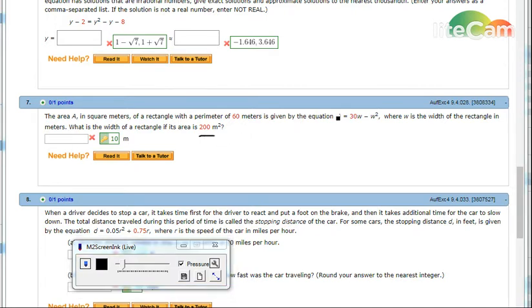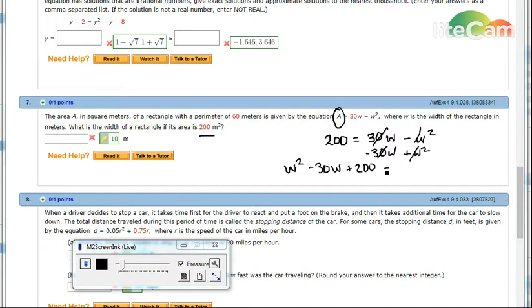The area is 200. So if we plug in 200 for the area, we get 200 equals 30w minus w squared. Okay, so let's solve this equation for w by bringing over everything to the left side. So we're going to subtract 30w and add w squared. So we're going to get w squared minus 30w plus 200, and these all cancel. So this equals 0.